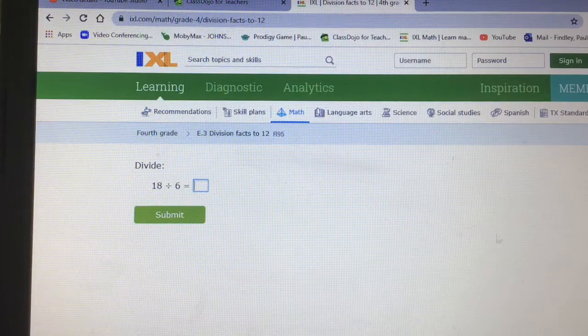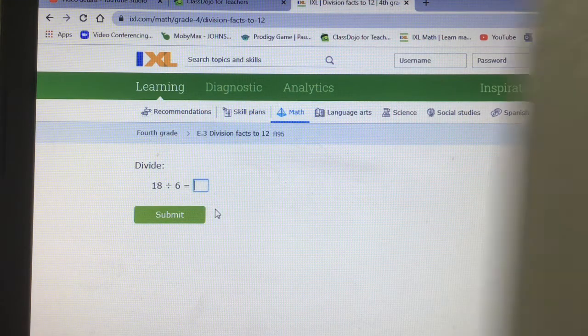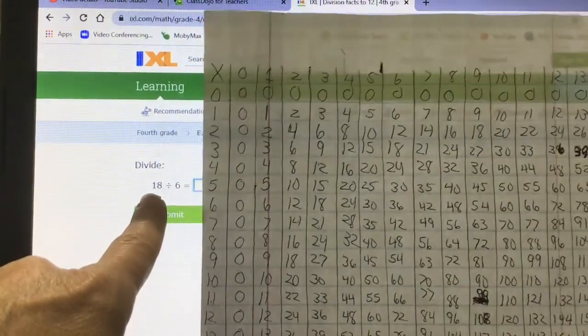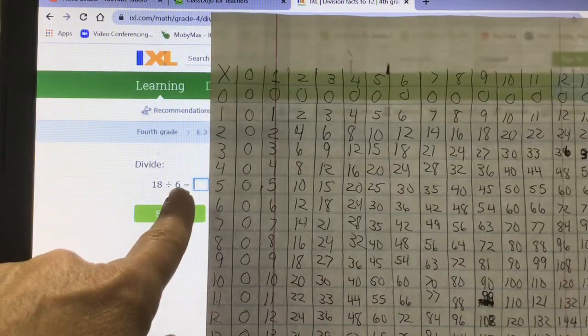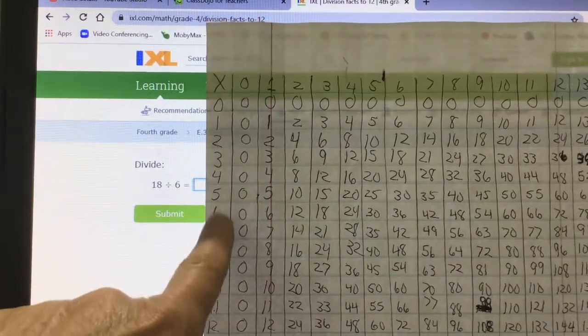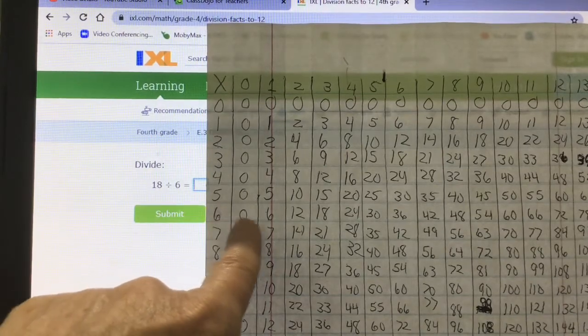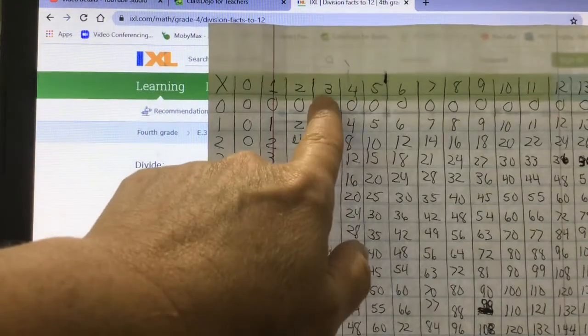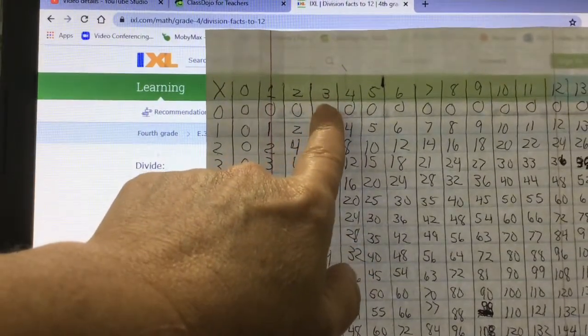Okay, I'm going to go ahead and do one more. So we've got 18 cookies this time, and 6 people want to share them equally. So you look on row 6, you find your people first, then you go across and you find the cookies second, then you go up to see how many cookies each person gets. Each person gets 3.